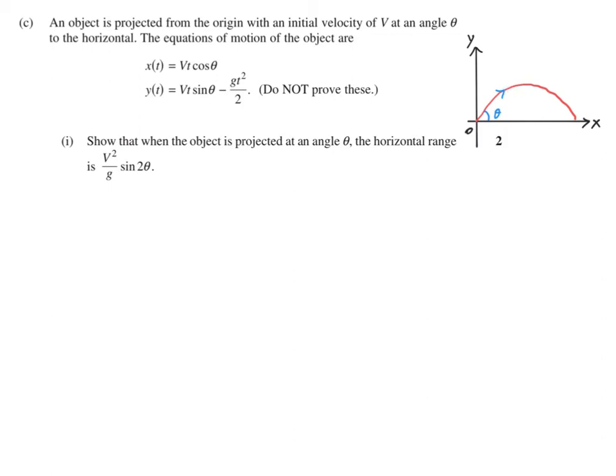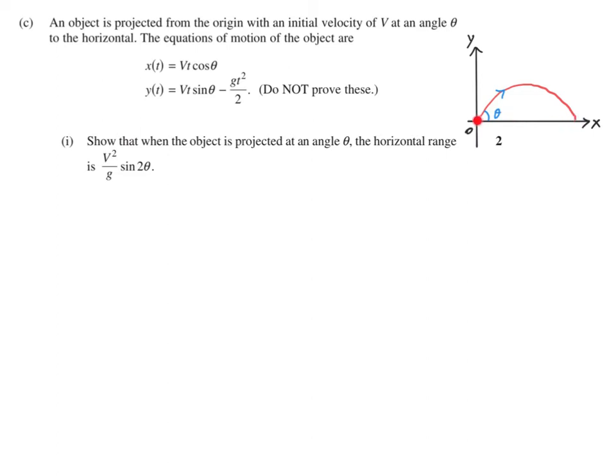Question number 1 asks you to show that the object is projected at an angle and the horizontal range should be v squared over g sine 2 theta. So horizontal range is talking about from the origin until the object reached the ground again. Therefore, the y displacement must be 0.